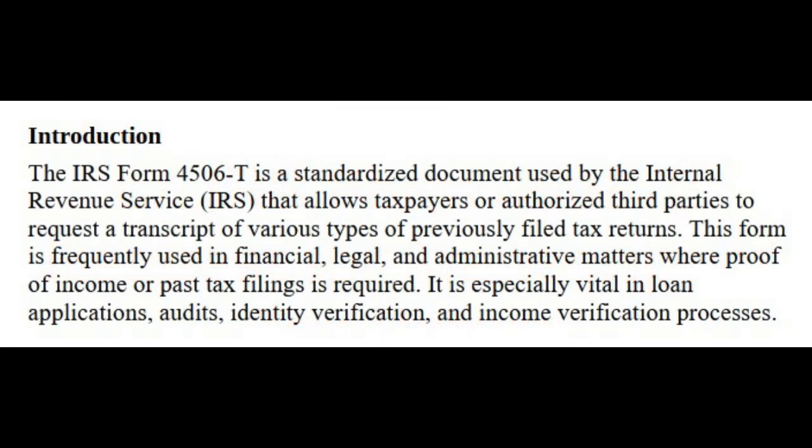Introduction. The IRS Form 4506T is a standardized document used by the Internal Revenue Service, IRS, taxpayers or authorized third parties to request a transcript of various types of previously filed tax returns. This form is frequently used in financial, legal, and administrative matters where proof of income or past tax filings is required. It is especially vital in loan applications, audits, identity verification, and income verification processes.